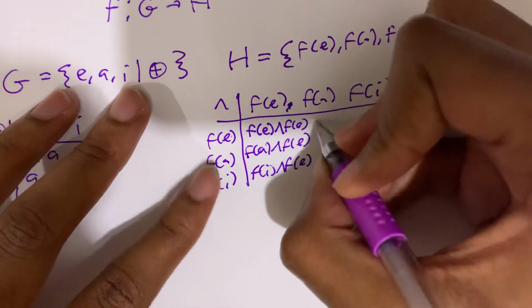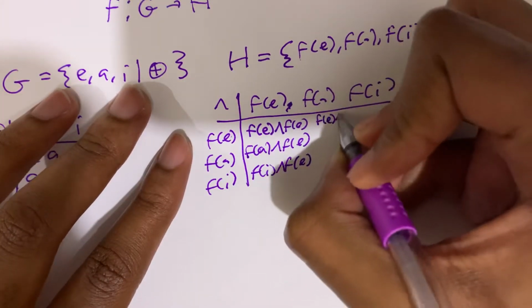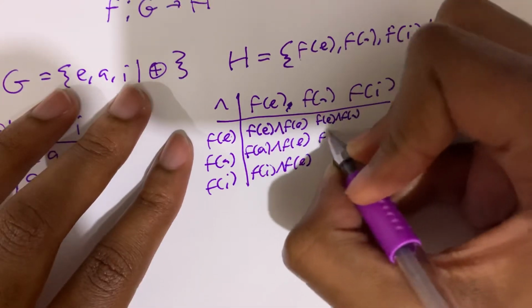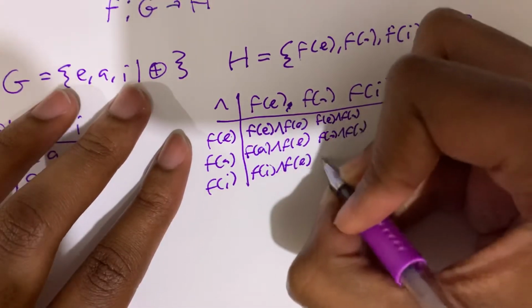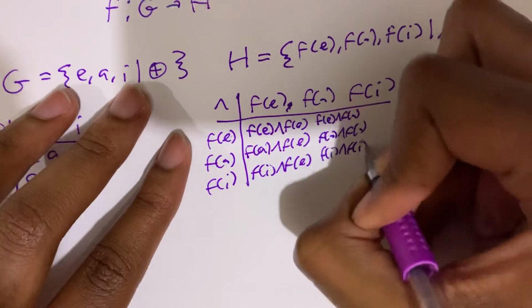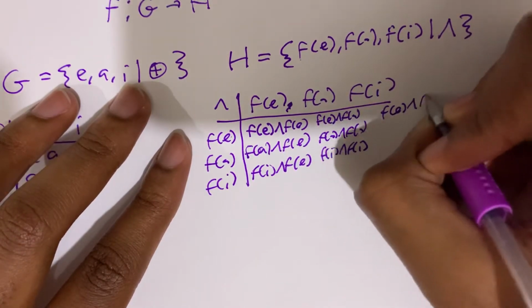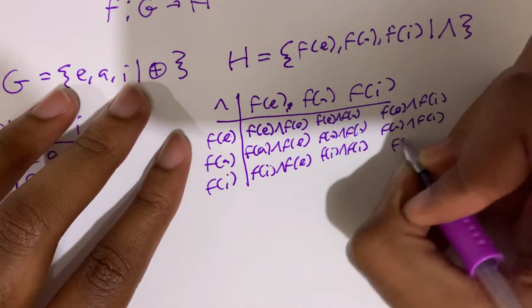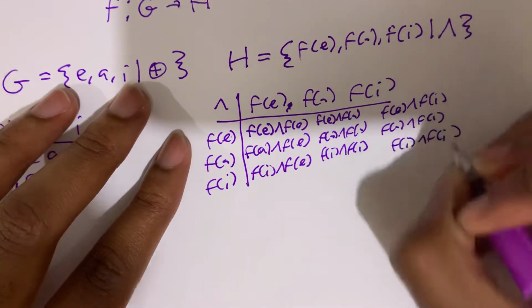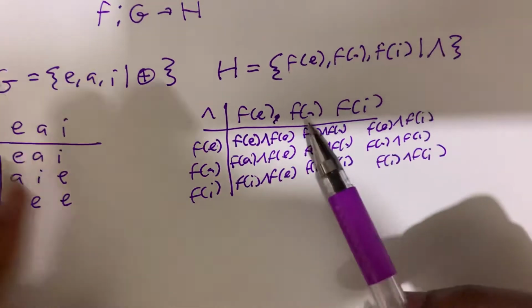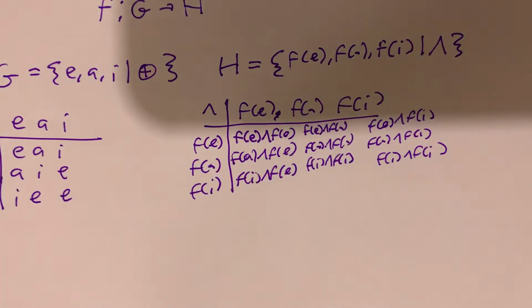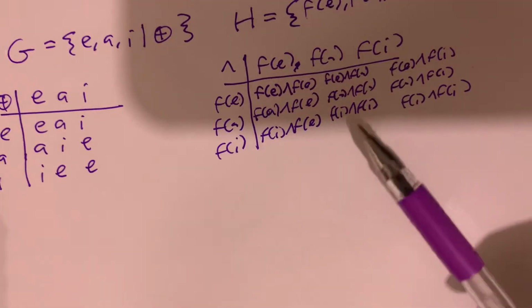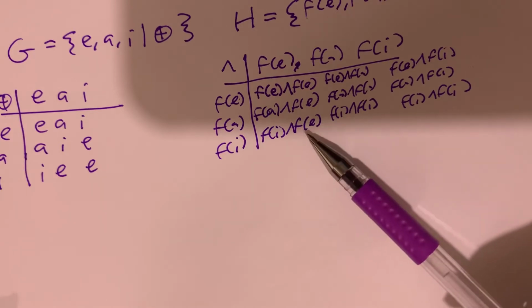Gonna run out of space a tad bit. f of E wedge f of A, f of A wedge f of A, f of I wedge f of A, then f of E wedge f of I, f of A wedge f of I, f of I wedge f of I. So all we're doing here is we have a function, and we're just writing the general Cayley table for this function over here.